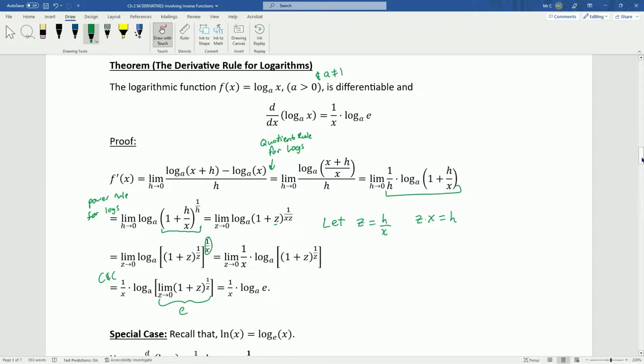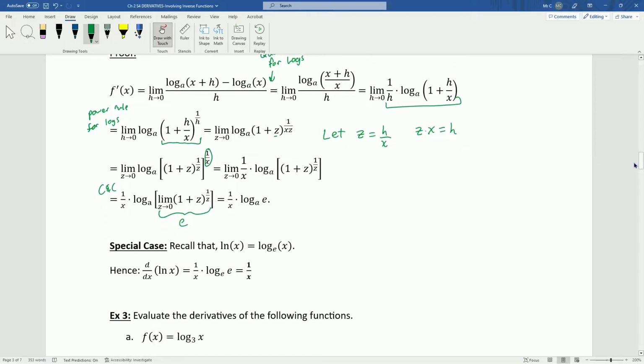Now there's one logarithmic rule we're going to use way more than all the others, and that's the natural logarithm. So the derivative of the natural log would be 1 over x times log base e of e, because e is the base for the natural log. But log base e of e is just 1. So this is just 1 over x. So in other words, ln of x prime is just 1 over x. So if you're looking at the natural logarithm, you've got a much simpler derivative here. So just keep that in mind.